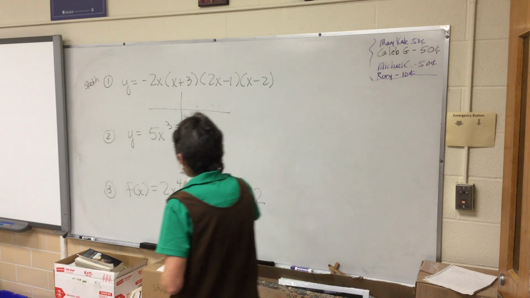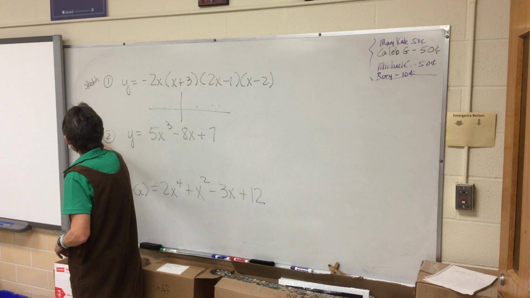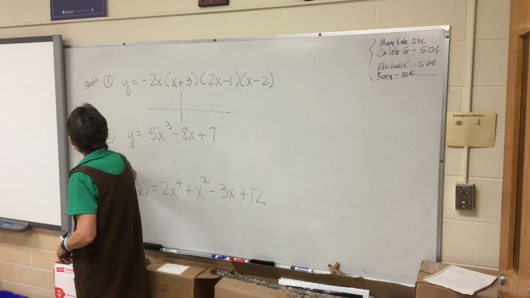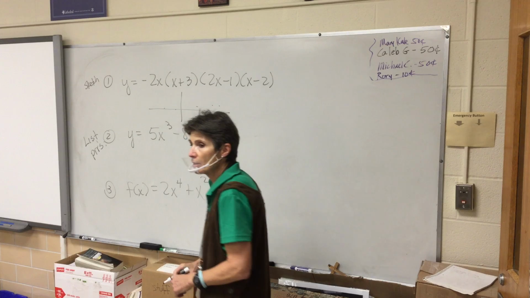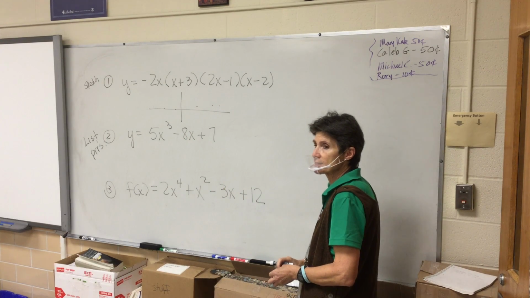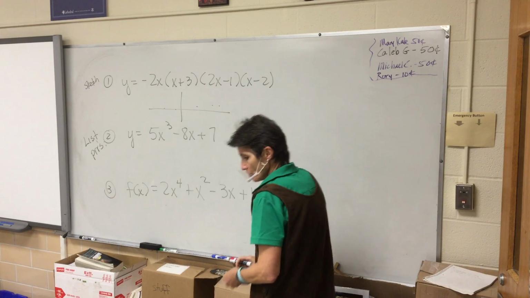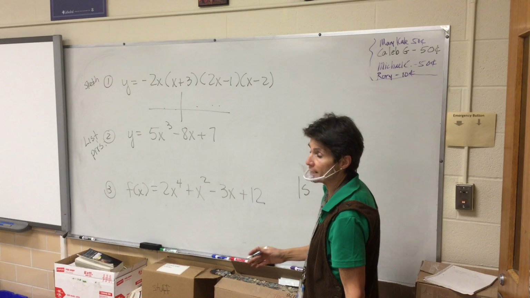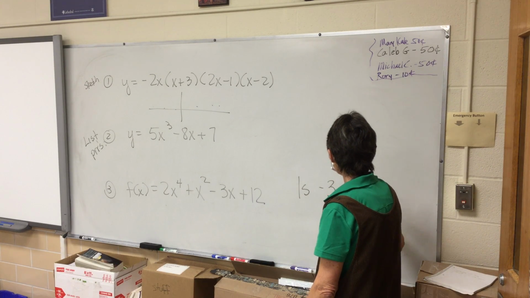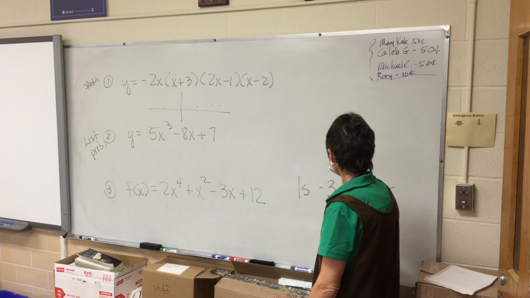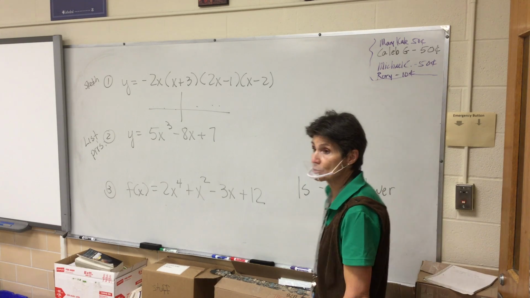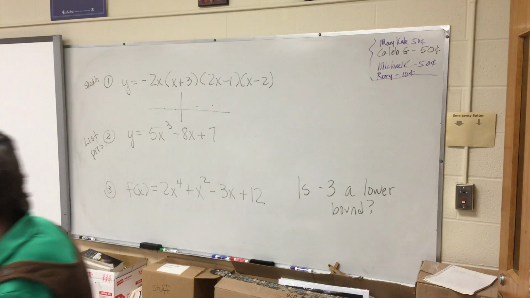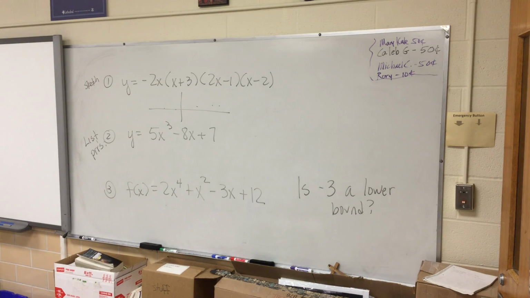Okay? For the second one, I want you to list the PRRs. Remember, PRRs, possible rational roots, I want you to list them. And then for the third one, I want you to decide, and then explain your answer, is -3 a lower bound? That's going to be yes or no, and you're going to say why or why not. Alright, let's take a few minutes on your own, use your notes. You have good notes, because all these things are in your notes.